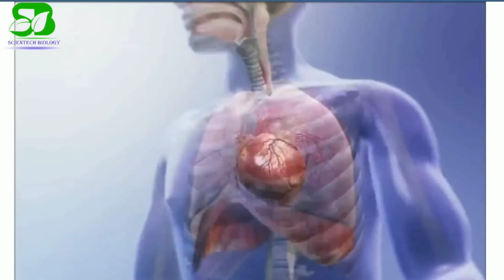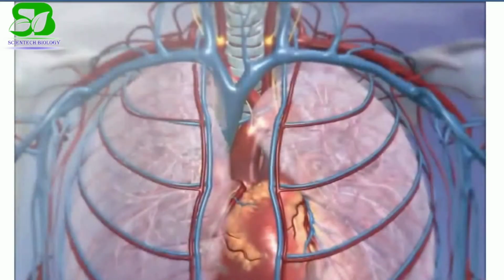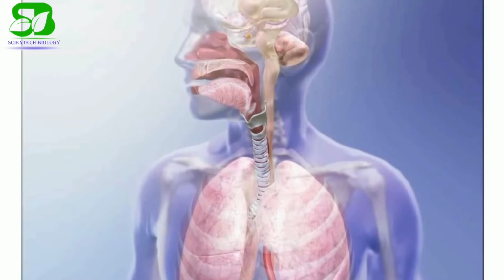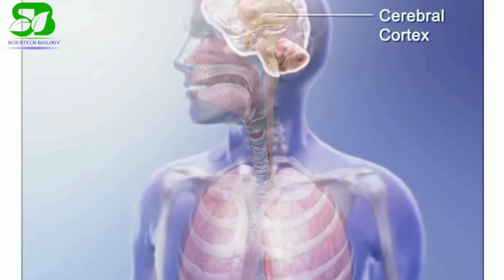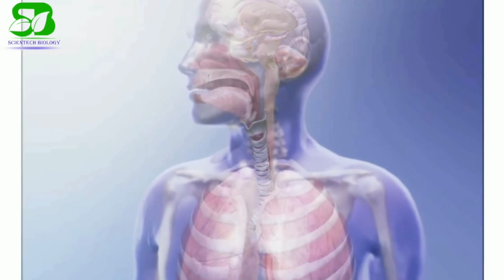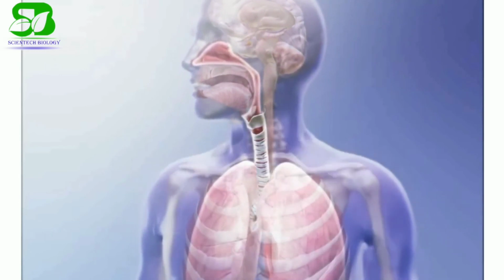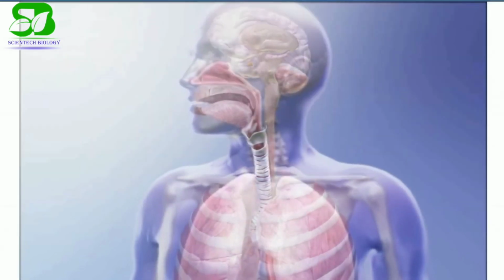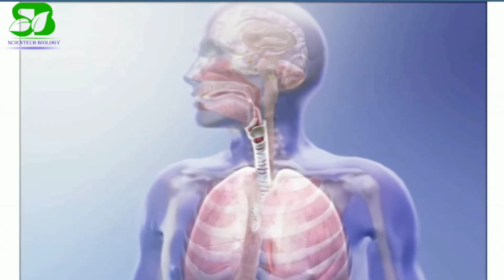When the body uses more oxygen, sensors in the blood called chemoreceptors send signals to the brain. So the rate of breathing increases. Actions including talking, sneezing and coughing can also alter breathing pattern for a short period of time.